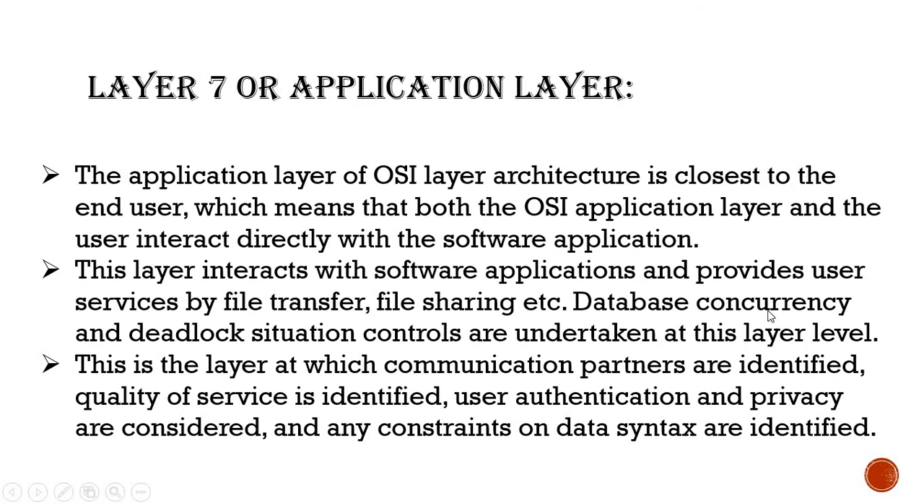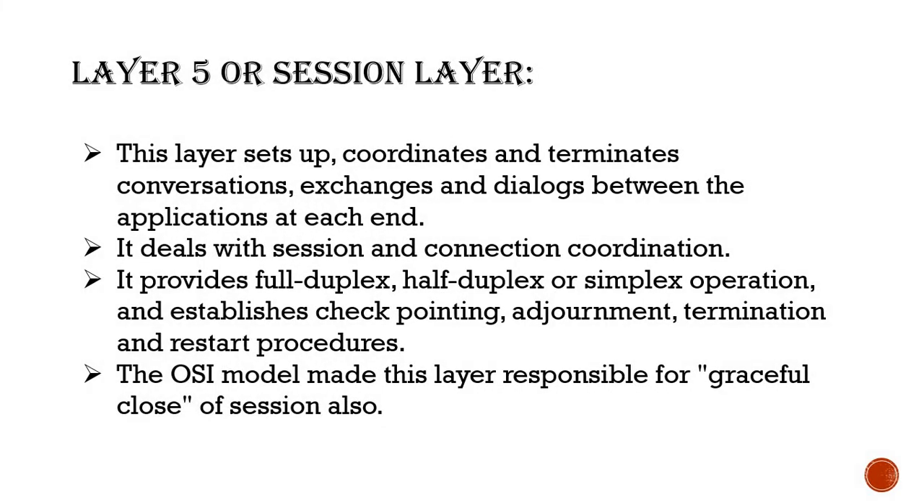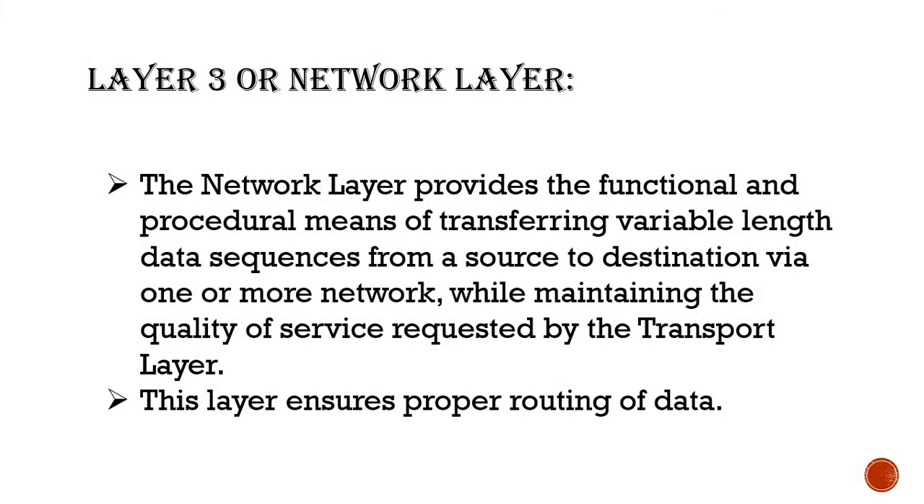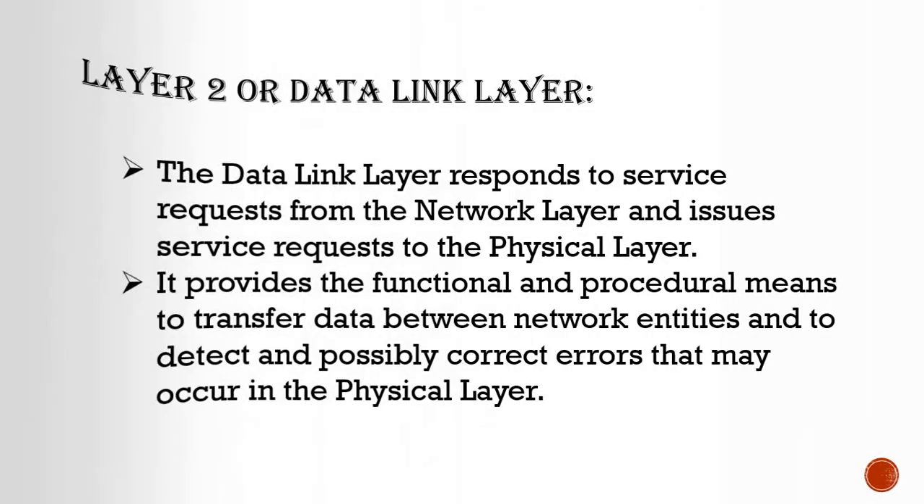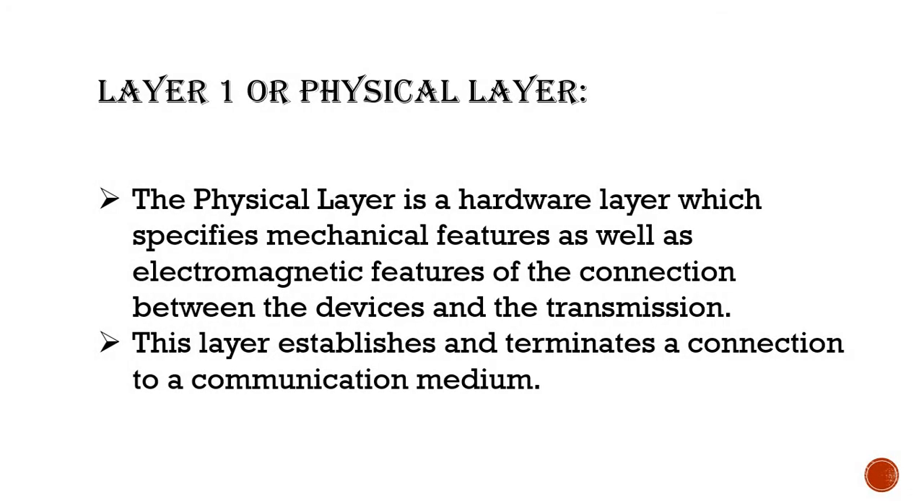Seventh layer is your application layer. Sixth one is the presentation layer. Fifth layer is the session layer. Fourth layer is the transport layer. Third level is the network layer. Second layer is the data link layer. And first layer is the physical layer.